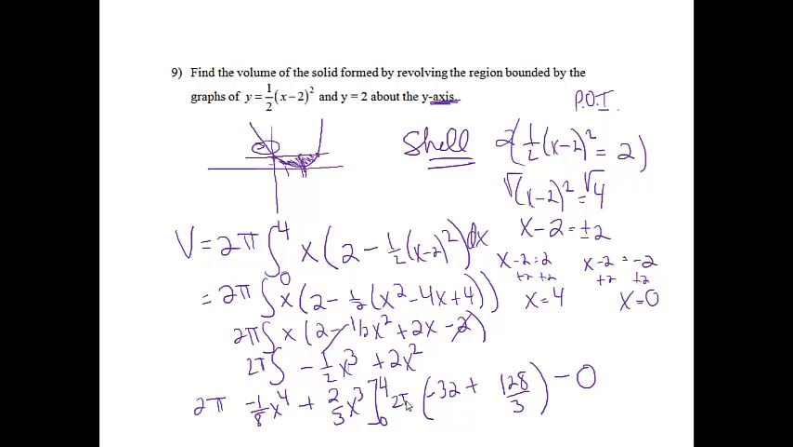Don't forget that you have that 2 pi hanging out there. I'm going to get a common denominator next. This will be negative 96/3. So negative 96/3 plus 128/3 will give me 32/3. But then I do need to multiply by 2 pi, which gives me 64/3 pi.